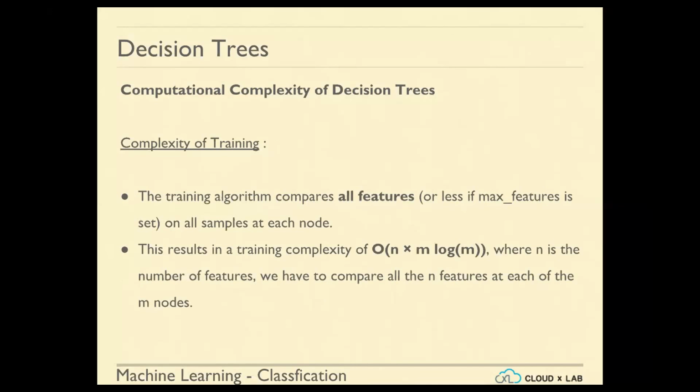The training algorithm compares all features on all samples at each node. If there are n features, the overall complexity is m times log m times n, where n is the number of features, and we have to compare all n features at each of the m nodes.